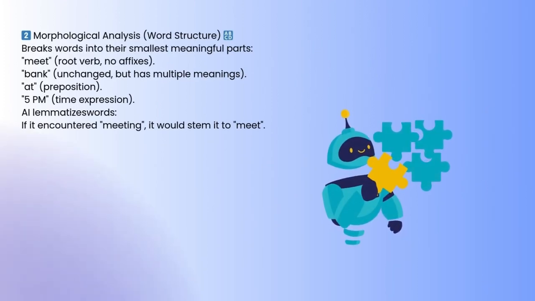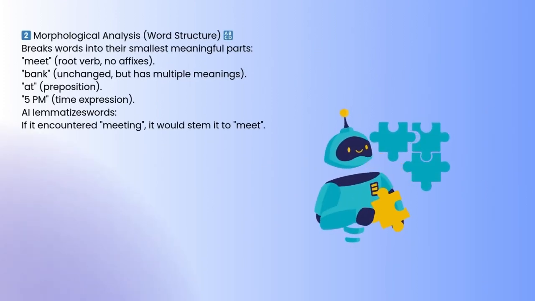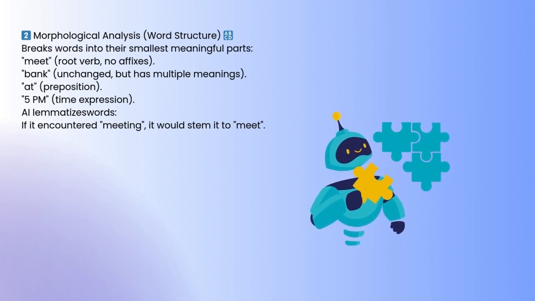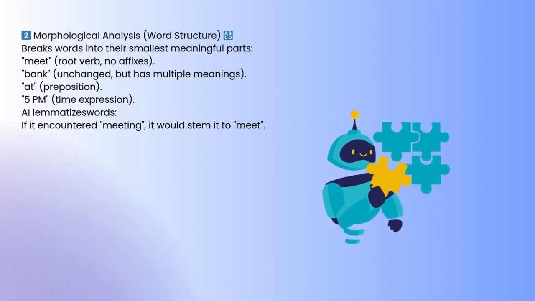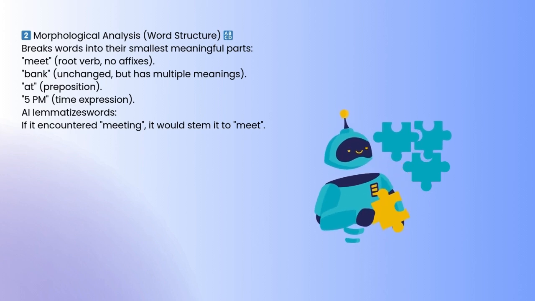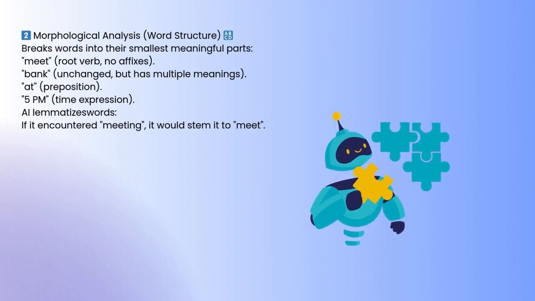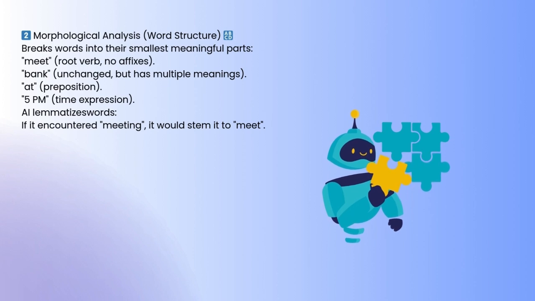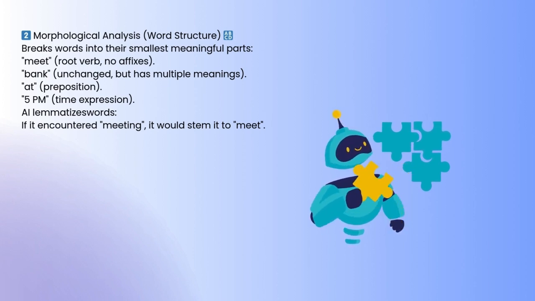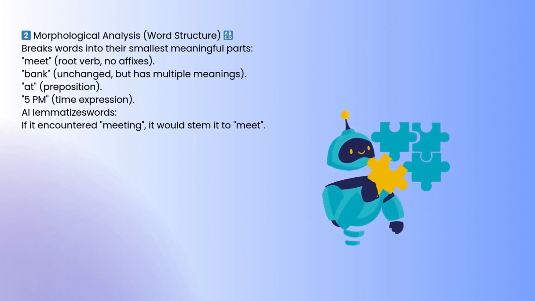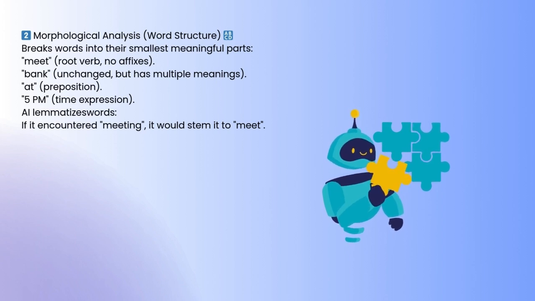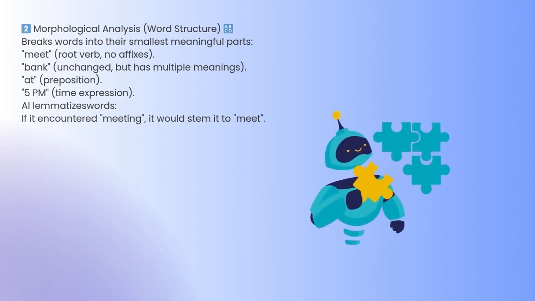Morphological analysis, word structure. It breaks words into their smallest meaningful parts. Meet: root verb, no affixes. Bank: unchanged, but has multiple meanings. At: preposition. 5 p.m.: time expression. AI lemmatizes words. If it encountered meeting, it would stem it to meet.